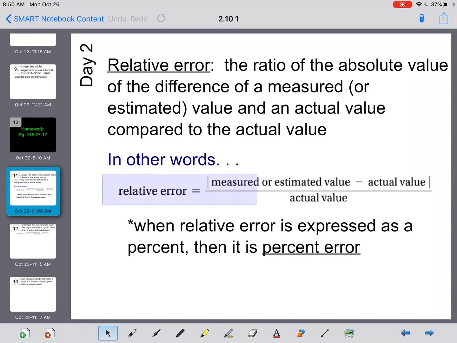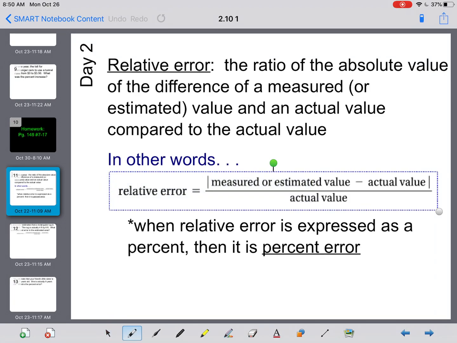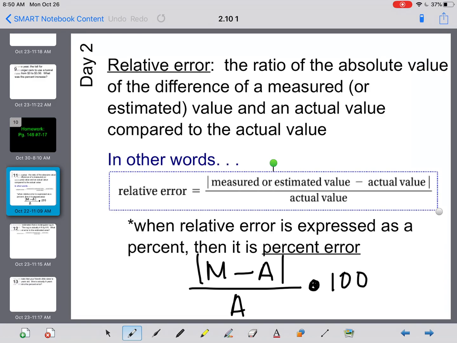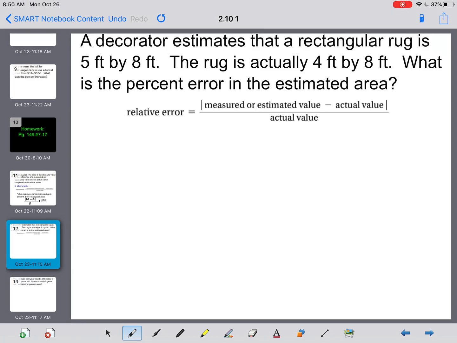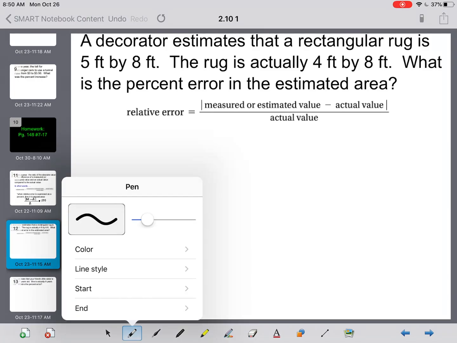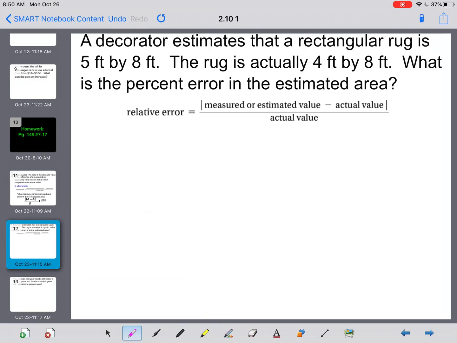Yesterday we did exactly the same thing, only with a new and original number. This time it's an estimated and actual value. This is what it's going to look like. Measured or estimated minus actual in absolute value marks, so we should always get positive, divided by actual, and then we still need to multiply it by 100 so that we can get it as a percent.